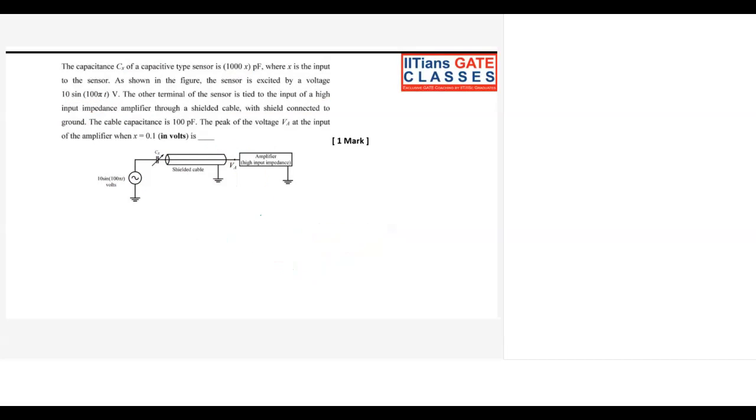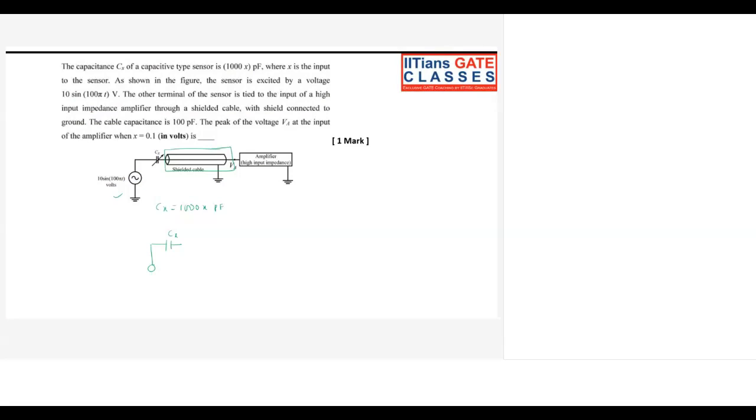Now if you go to the actual question, CX, this is the GATE question. CX they have given as 1000 x picofarad, and the input is here, and a shielded cable. If you're going to model this shielded cable, then it would be something like a capacitance, right? This will also offer a capacitance between this wire and the ground. So if you draw the equivalent circuit, this is going to be my CX as usual.